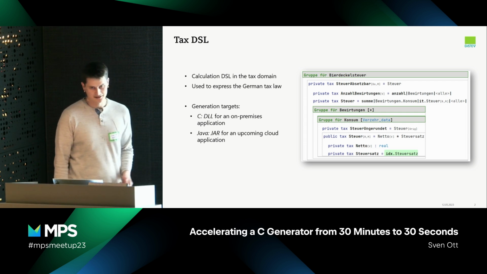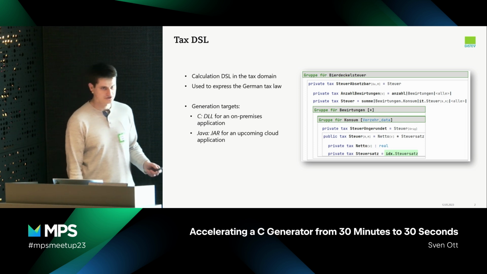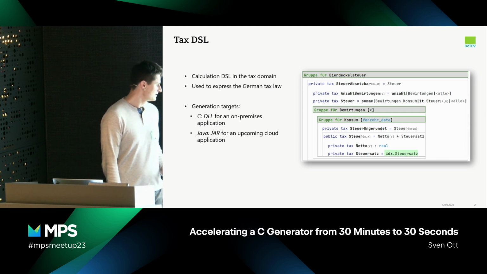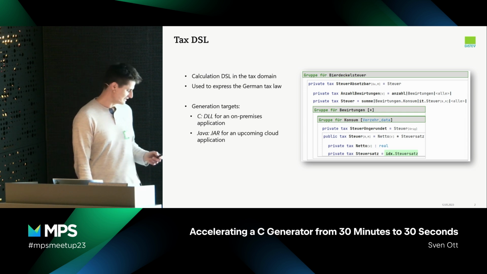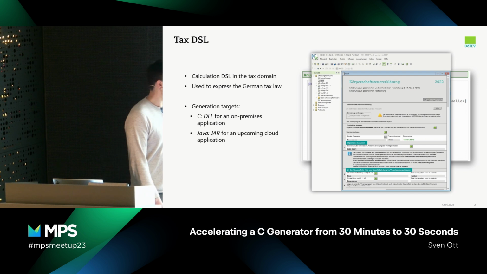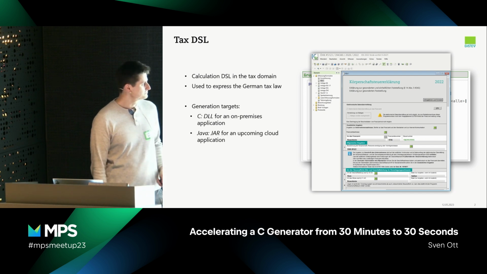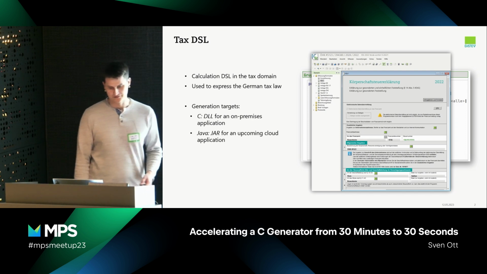As the title of the talk states, our major generation target is C. So we generate C files, and we also have a Visual Studio project generator. That Visual Studio project is used to compile and link a DLL, which is then loaded into our legacy on-premise application. This is basically an old UI application we have.